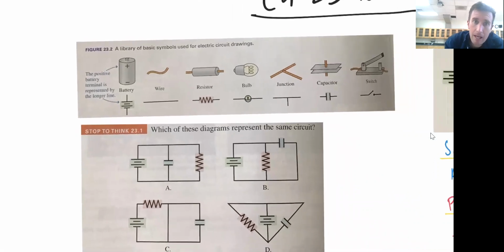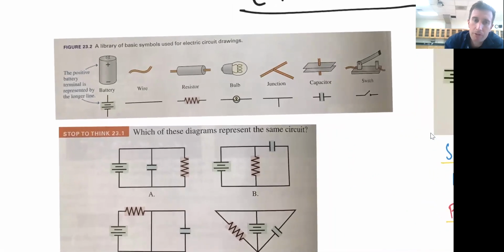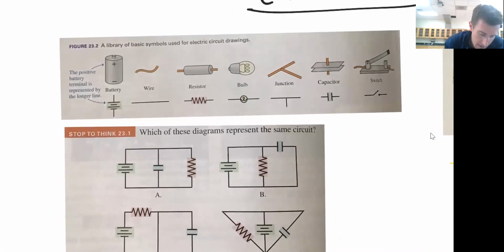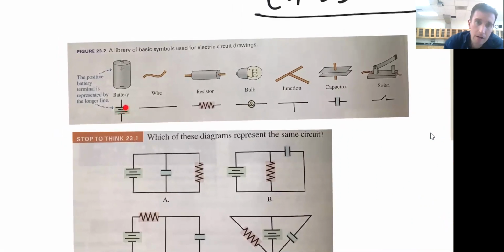We have a library of basic symbols. So first you've got a battery. A battery consists of a variety of long and short lines, one after the other. So the long line is the positive terminal. The short line is the negative terminal. So plus is the long line, negative is the short line, and then it's connected with some straight lines.